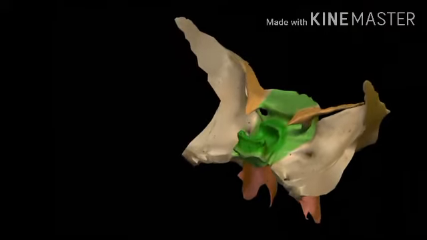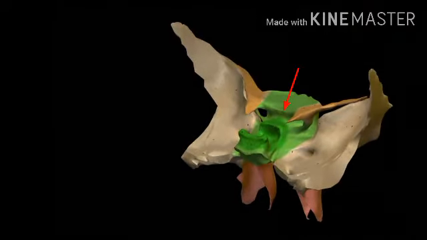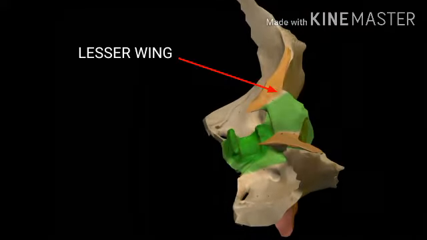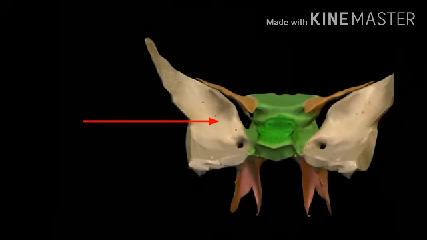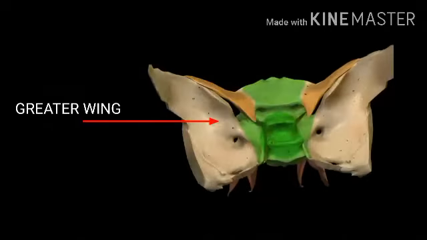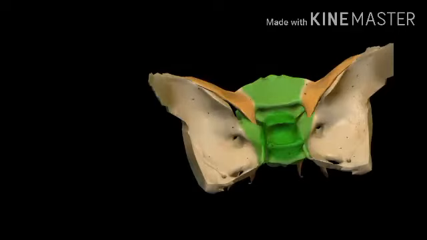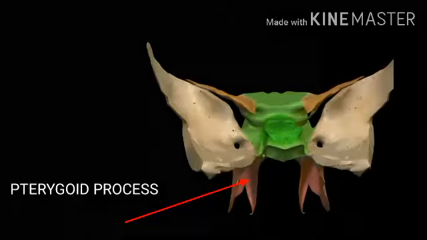Its main body parts include the body, which is in green, the two wings, the first being the lesser wing in brown, and the greater wing, and what I would like to call the legs of the butterfly, which are called the pterygoid processes of the sphenoid bone.